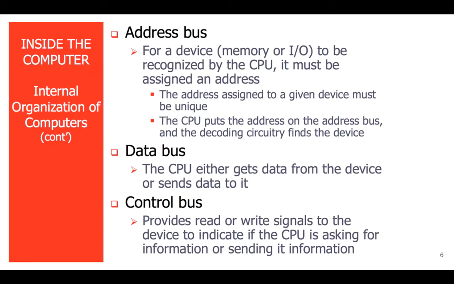Data bus. The CPU either gets data from the device or sends data to it. The data bus contains the data which is taken by the CPU or sent by the CPU. Control bus provides read or write signals to the device to indicate if the CPU is asking for information or sending information.